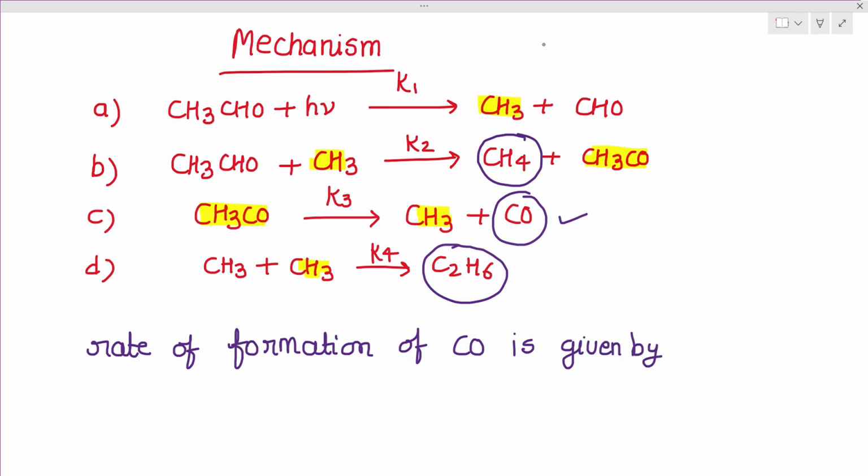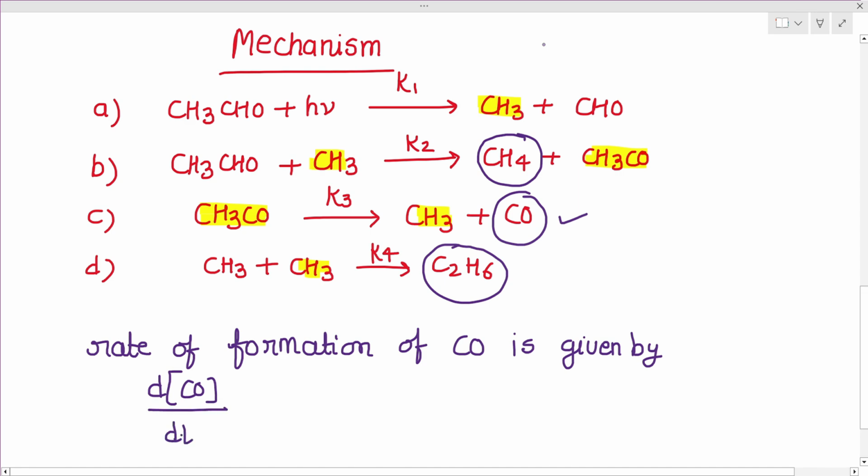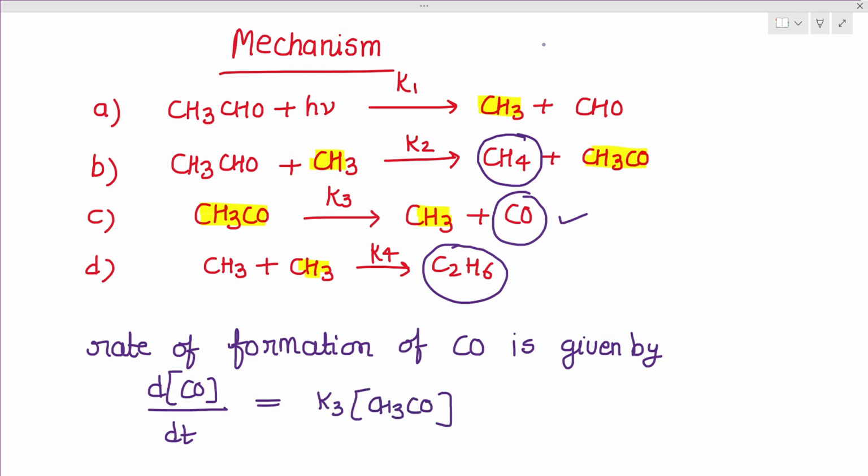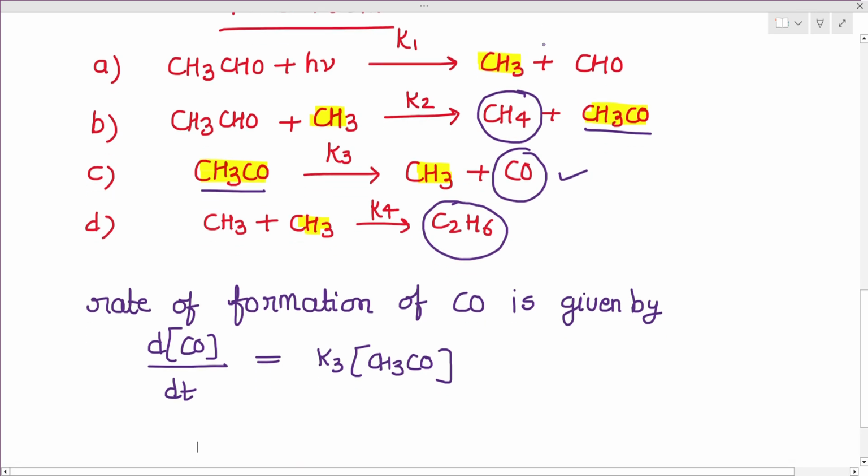That means d[CO]/dt is how we write the rate of formation of CO. It is given by K3[CH3CO]. Now here you get CH3CO, which is an intermediate. I have told you it is formed here and utilized here, so we can apply the steady state approximation to its concentration.